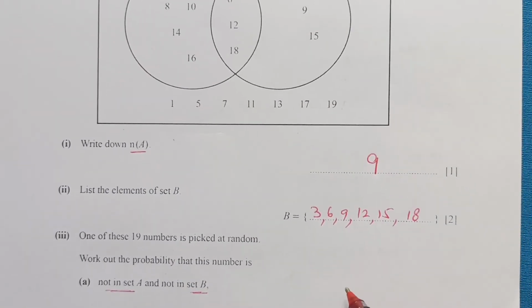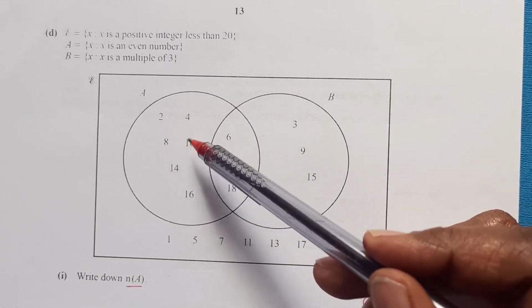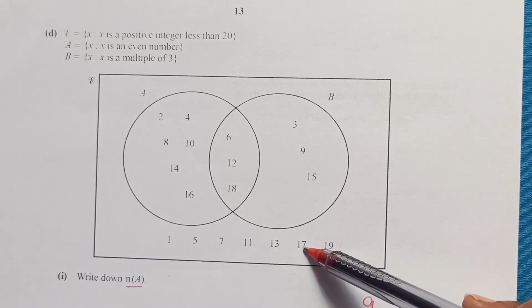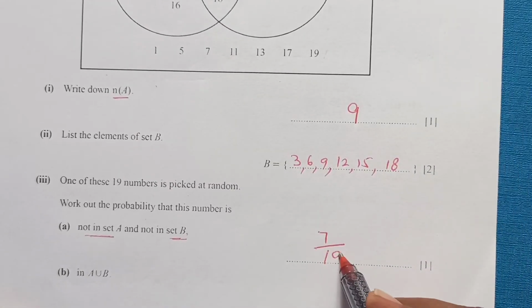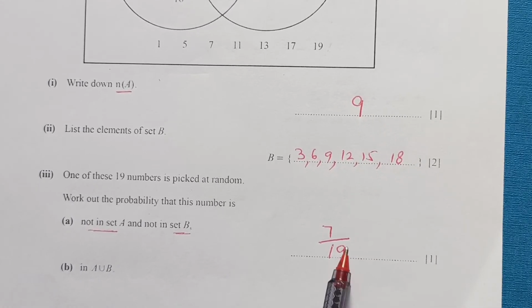So we need to count 7 over how many in total: 1, 2, 3, 4, 5, 6, 7, 8, 9, 10, 11, 12, 13, 14, 15, 16, 17, 18 and 19. So the total number is 19. So the answer will be 7 over 19.